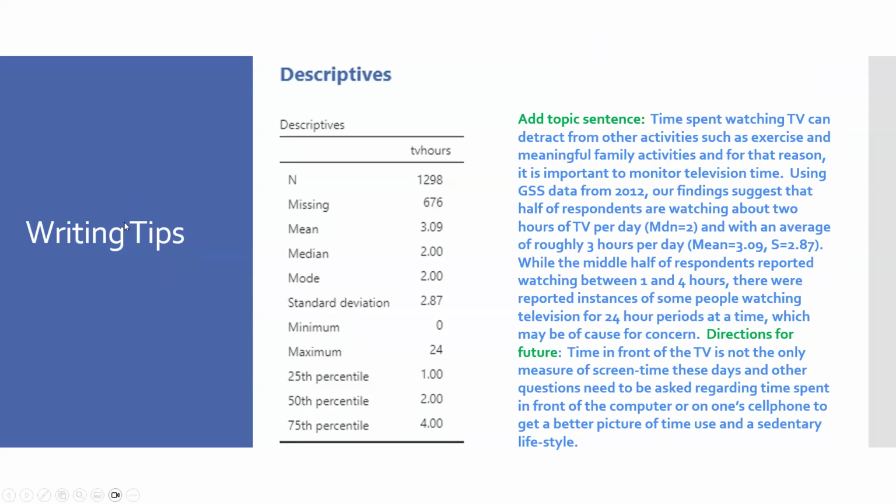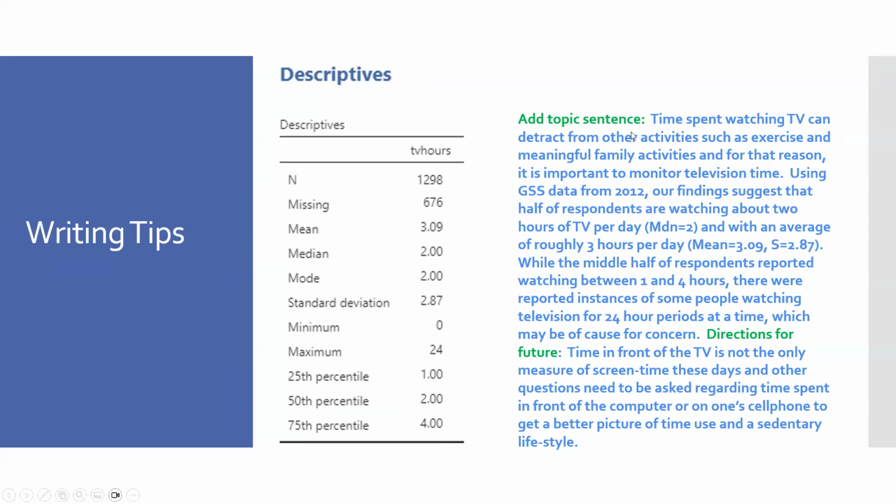So some writing tips. Going through, we'll look at this data. We have the mean, standard deviation, which usually go hand in hand, median, and we'll have our minimum, maximum, and our quartiles.